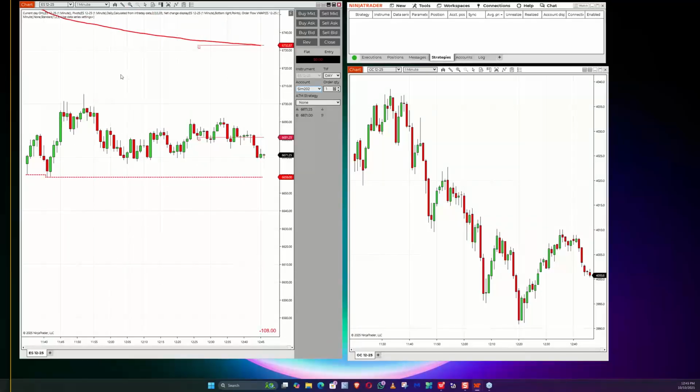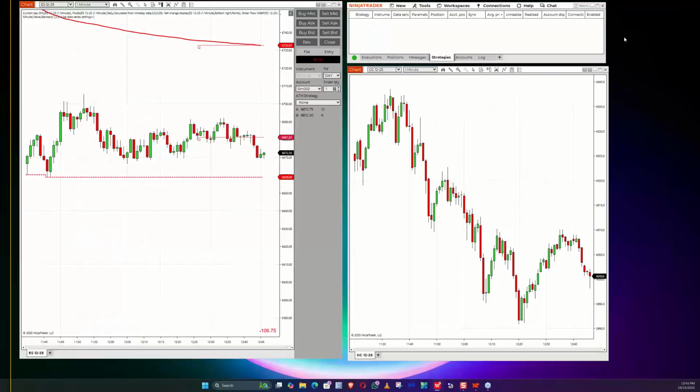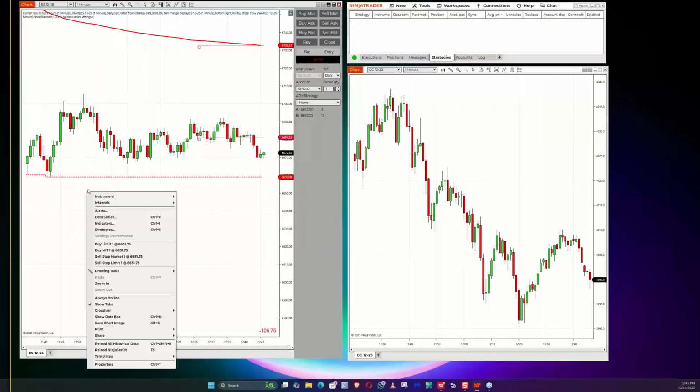What else are we going to put on the charts? Other important indicators. Let me go back to my slides for a second so I don't forget anything. We've got the current open, high, low we put on, pivots we put on, the VWAP we put on, net change display, volume, and the squeeze. Okay, so we need to put the volume and the squeeze on, real easy.